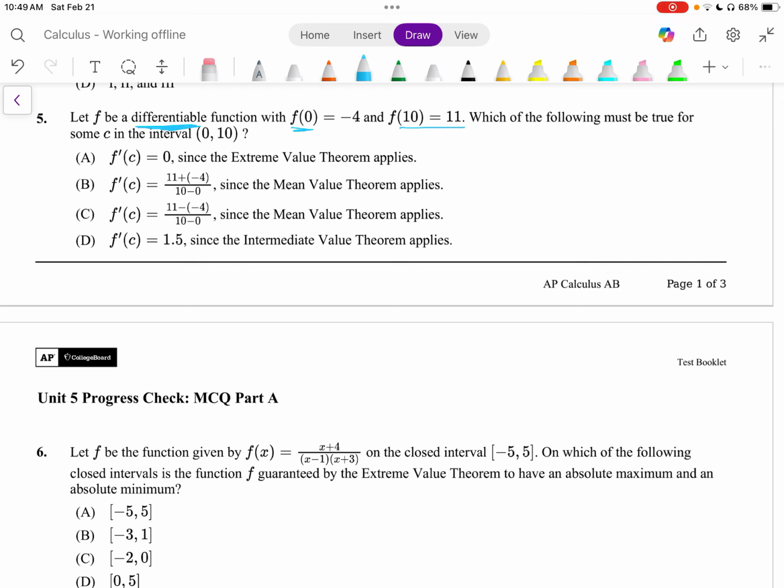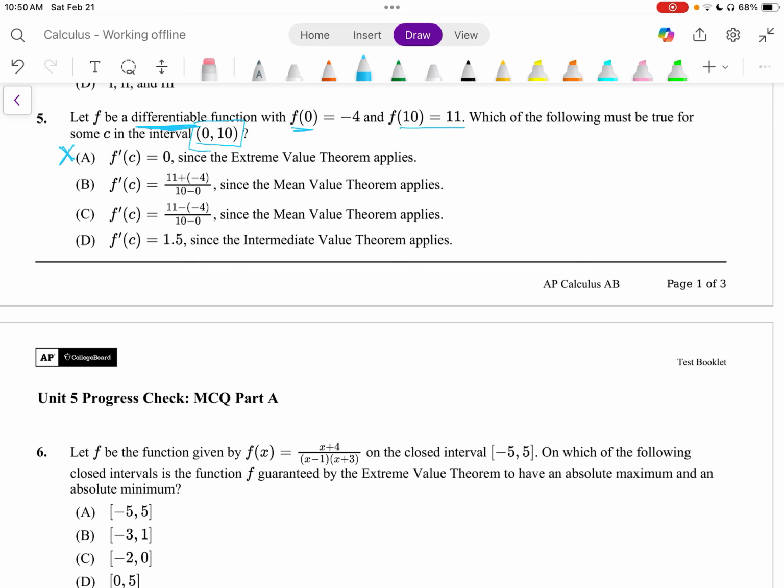However, we do know that it's differentiable along this whole thing as well and continuous, because if it's differentiable, it's also continuous. So part A just gives us different things here. Choice A says the derivative is 0 since the extreme value theorem applies. Well, the extreme value theorem has nothing to do with derivatives, so that is not it.